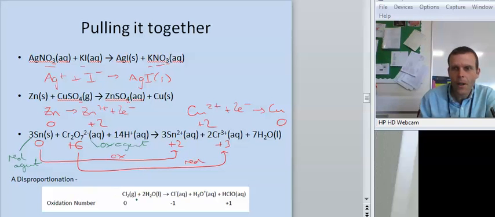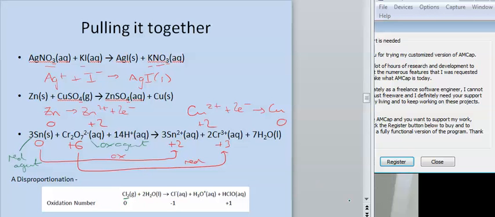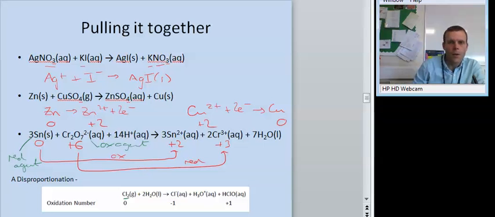At the end, you can see a specific example of something called a disproportionation, where one atom is both oxidized and reduced. So you see it's chlorine here, the element starts off as 0, goes to -1 in this ion, and then over here it's also at +1, so we call that a disproportionation.